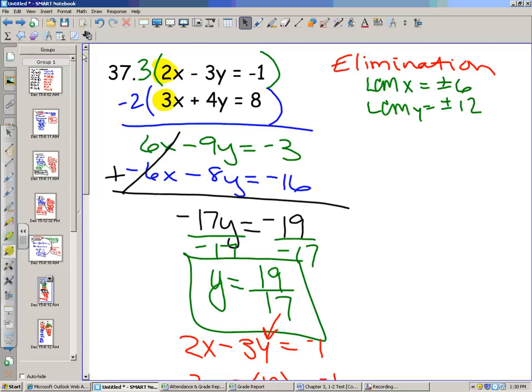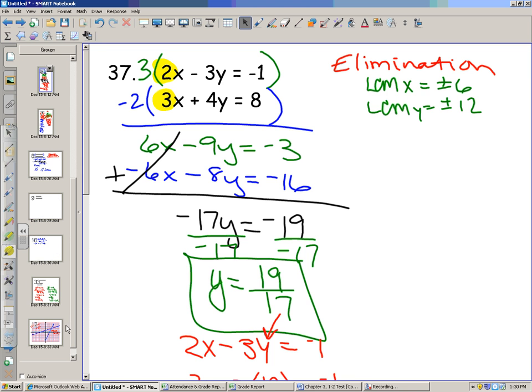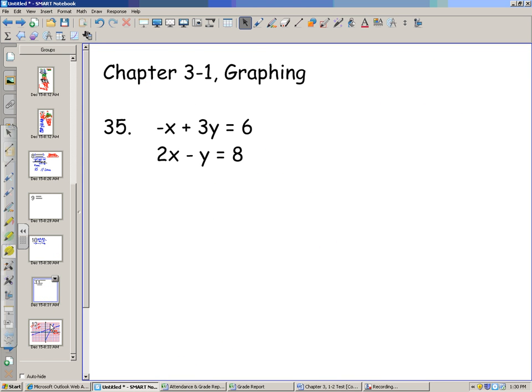Now, do we all understand substitution? Do we understand elimination? Now, let's go back to 3-1. This is one of your homework questions from section 3-1. And the directions are to find the point of intersection and tell me if it's independent, dependent, or consistent.